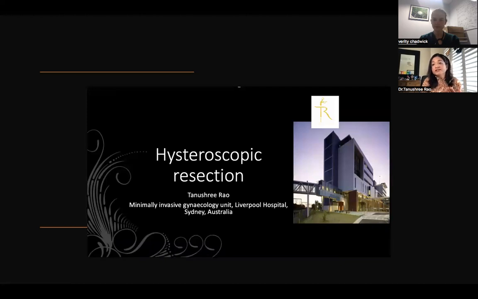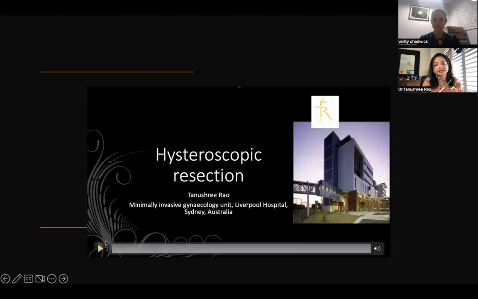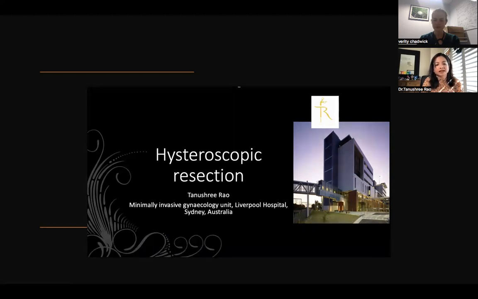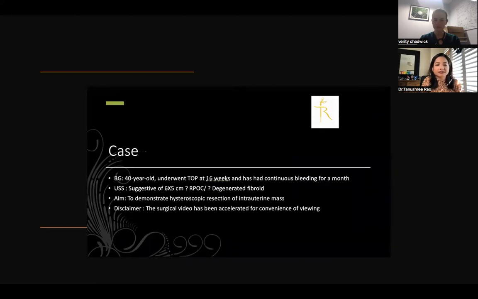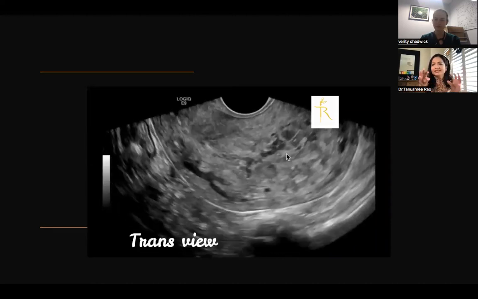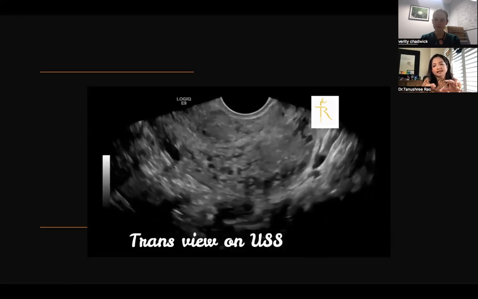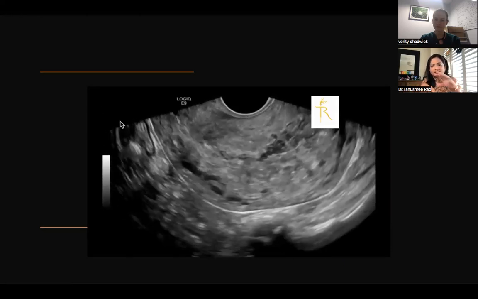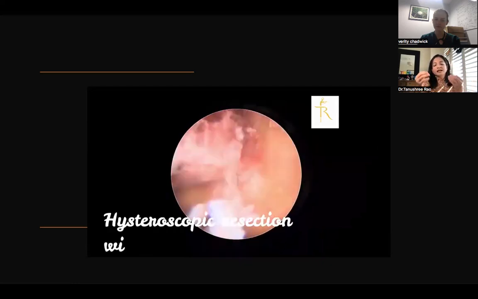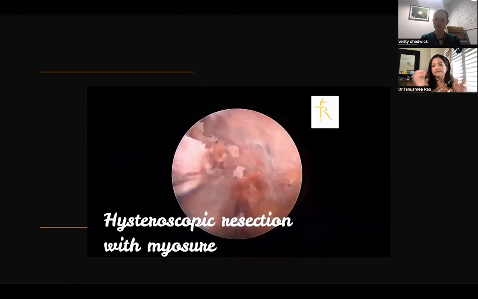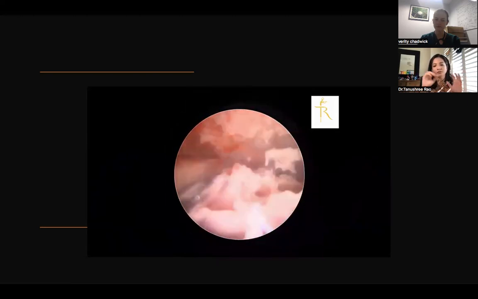But sometimes you can actually find something inside the uterus. And this is a video showing operative hysteroscopy. I think the slide showing details should just come up in a minute. So there we go. It's a 40-year-old. She underwent a termination at 16 weeks or so, and then she had this persistent PV bleeding. As you can see on the ultrasound, there was this hypoechogenic mass with mixed echogenicity, to be honest. So we said, let's just have a look ourselves. So we did a hysteroscopy, we found something.